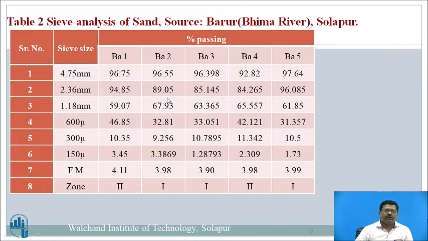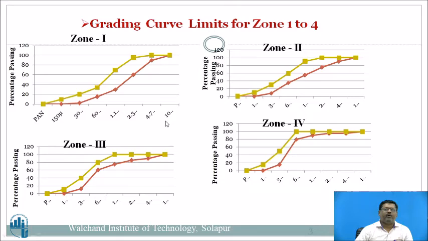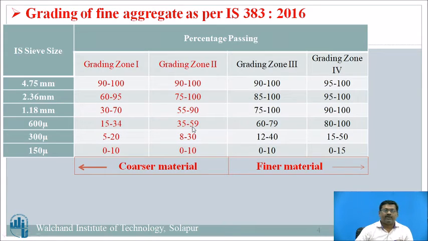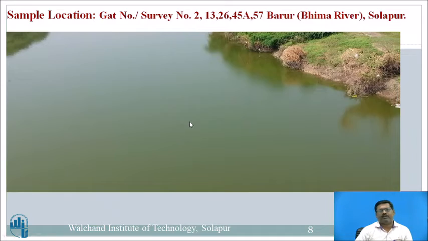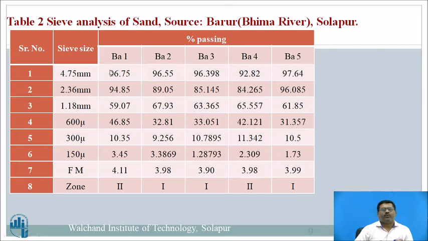You can also check this percentage passing with this graph or this table. So according to that you can decide the percentage passing. Sample number 1 and sample number 4, these 2 samples belong to zone 2. So 3 samples belong to zone 1, 2 samples belong to zone 2.